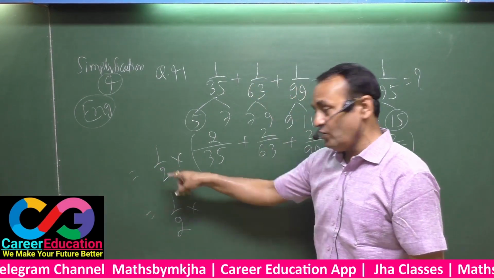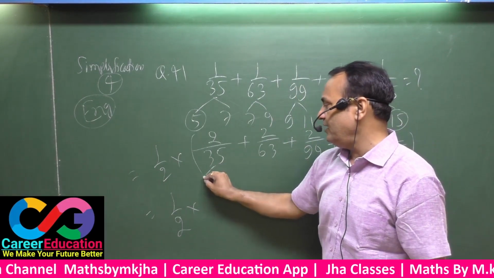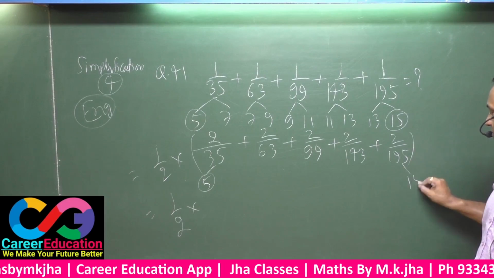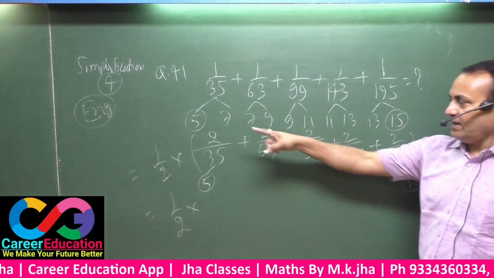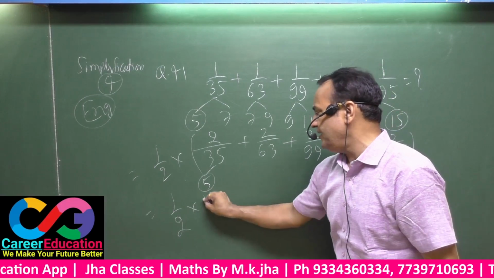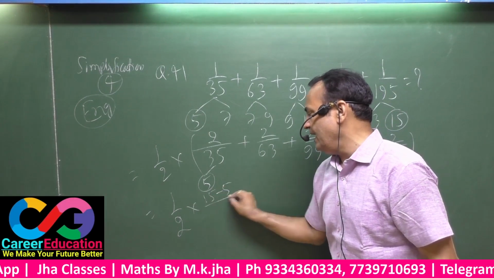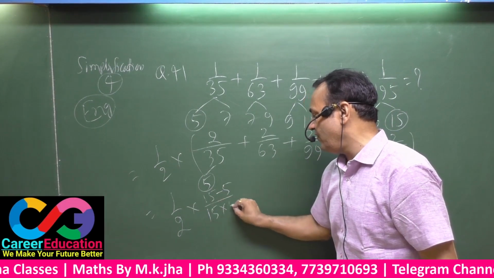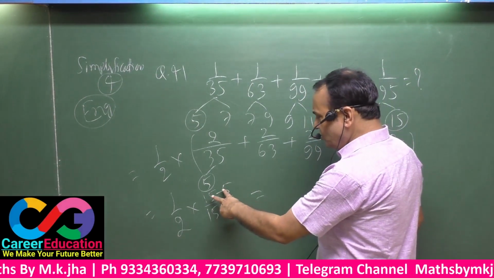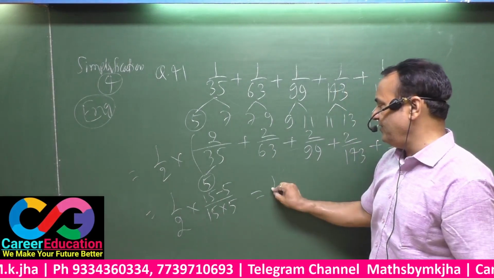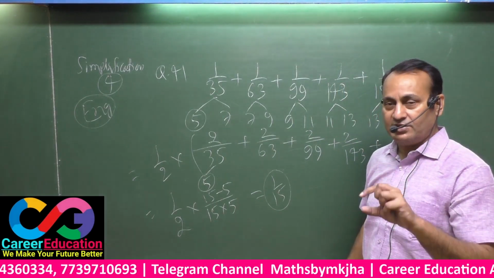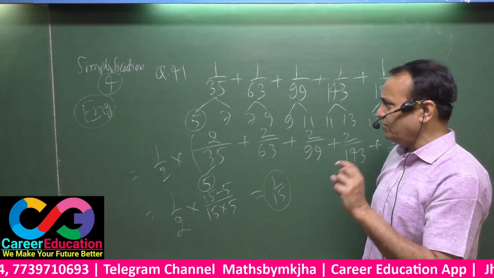This is 1 by 2 extra, and here will be the smaller term, here will be the bigger term, 15 and 5. That means again apply the same trick, 15 minus 5 by 15 into 5. Now get the answer. This is 10, 10 will be cancelled, 1 by 15 remaining only, and this is your answer. The question is exactly the same, but the situation was a bit different here.